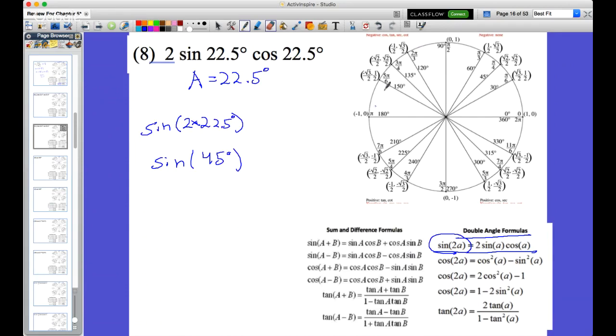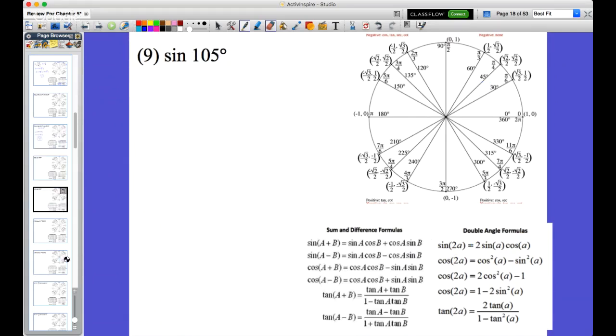And how do we find the sine again? You just find out the angle, and the sine is the y. So then that's just going to be root 2 over 2. Two more. Here we go. Let's do 10, and then we'll do 9 next.